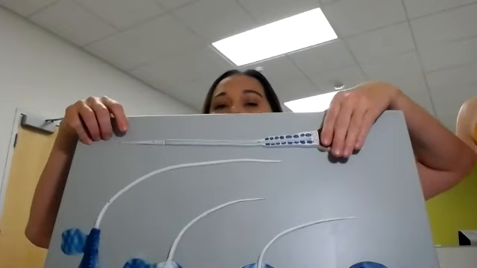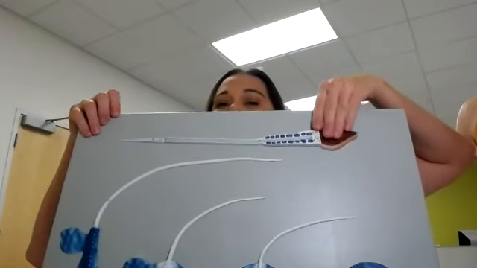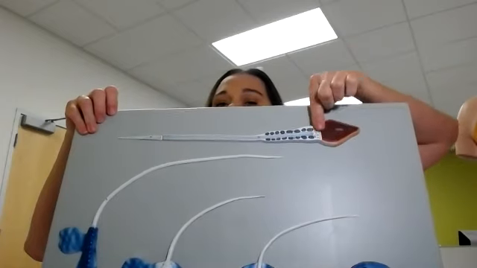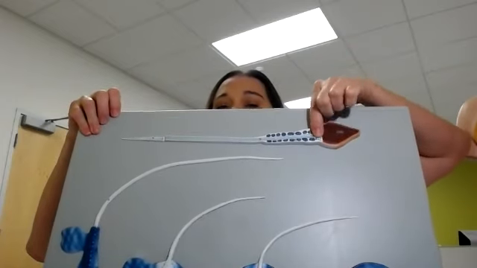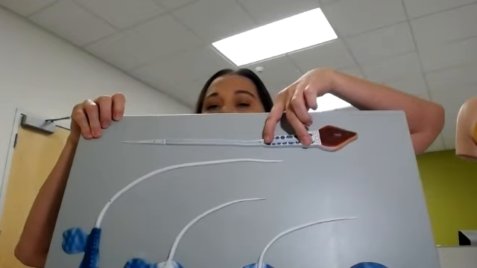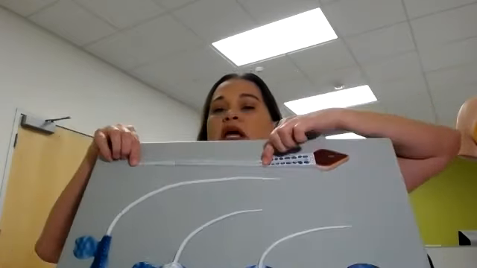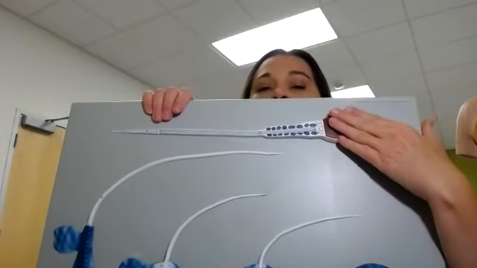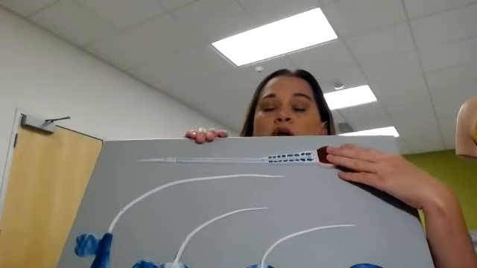So all where my hand is, this is the head of the sperm. Right where my finger is, the neck of the sperm. All of this from finger to finger is the middle piece, and all of this is the tail, which is also called the flagellum. In this head area, you have two more parts that you have to know.